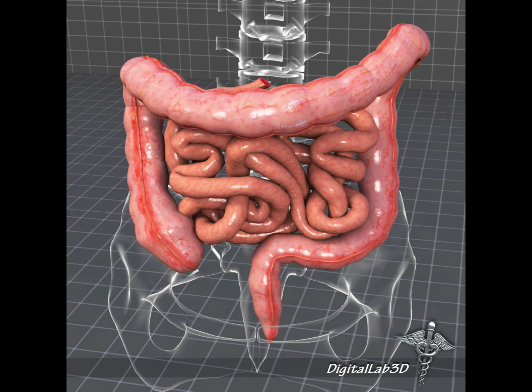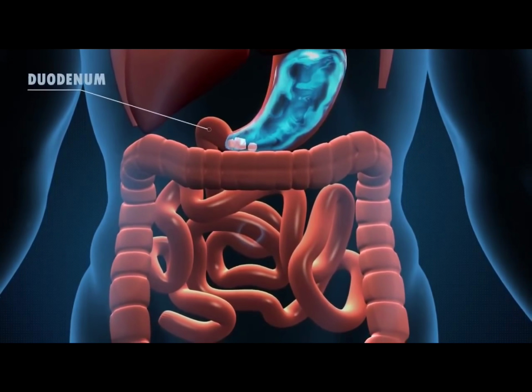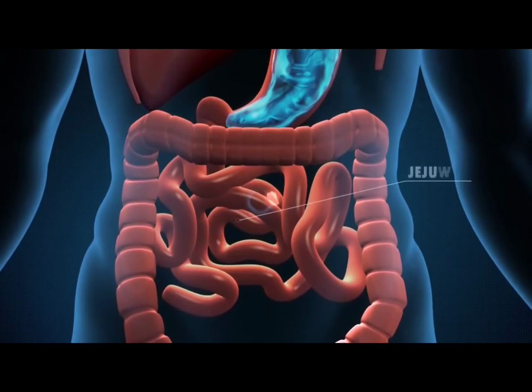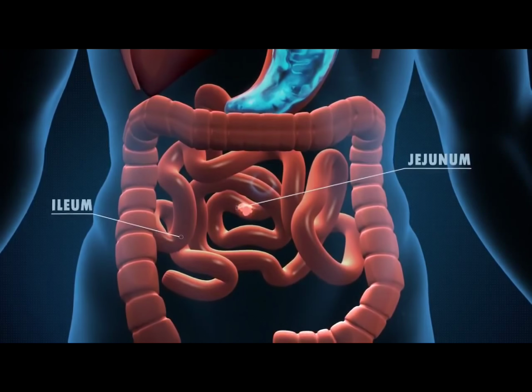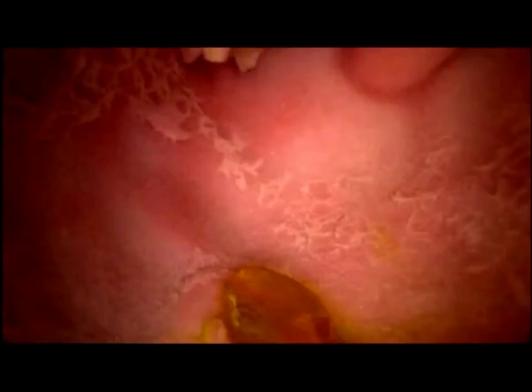Small intestines come next. They are divided into 3 parts: duodenum, jejunum, and ileum. In the duodenum, most chemical digestion takes place by the chemicals secreted from the liver and pancreas. When chyme enters the duodenum, secretin, a hormone that stimulates the secretion of pancreatic and bile juices, is released.